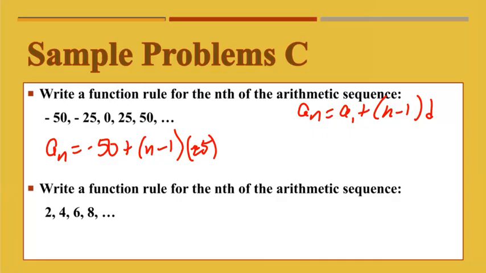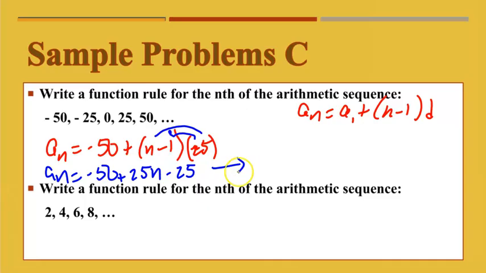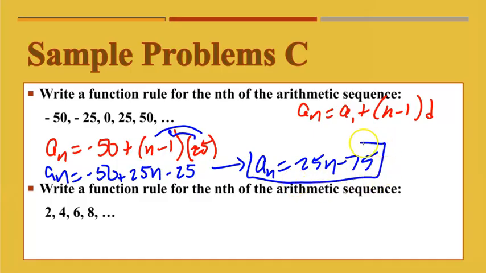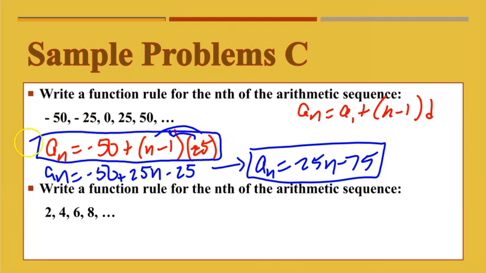But if I also want to write it in the linear function format, I would have to distribute the 25 in here, and that would give us a subscript n equals negative 50 plus 25n minus 25, which gives us a linear function of a subscript n equals 25n minus 75. So either this one or this other one would be acceptable for your rule.